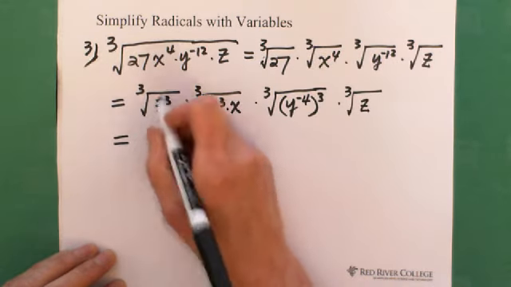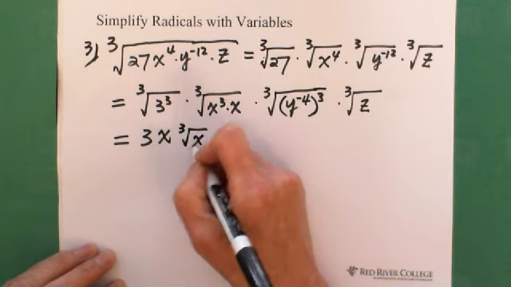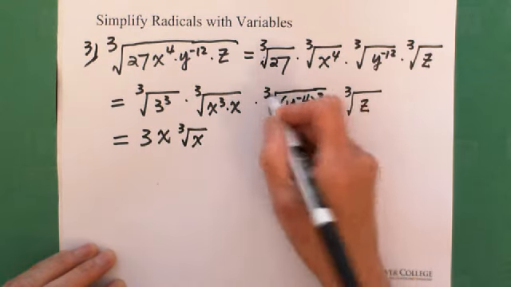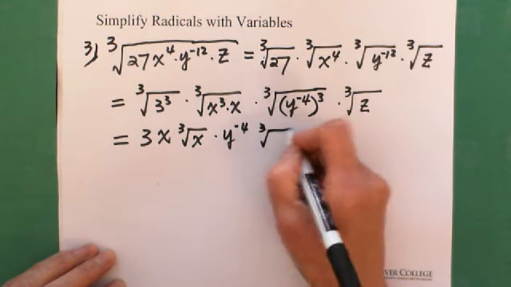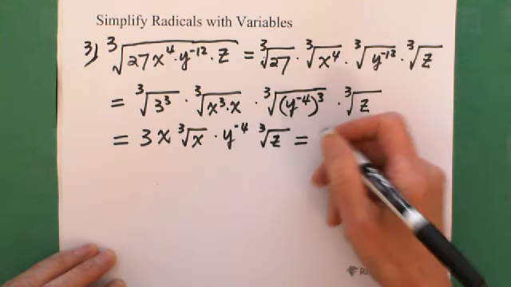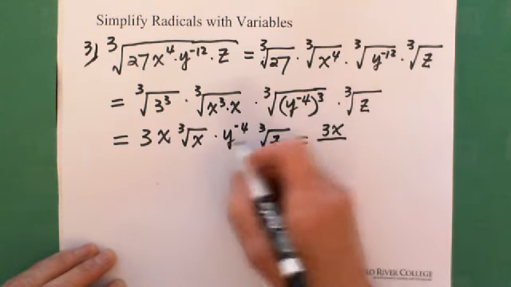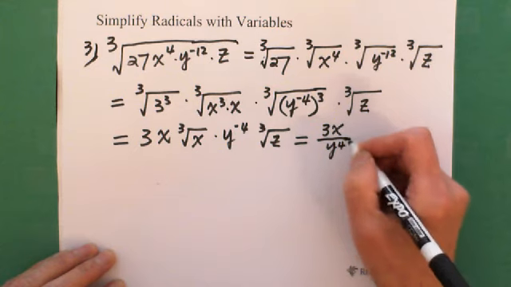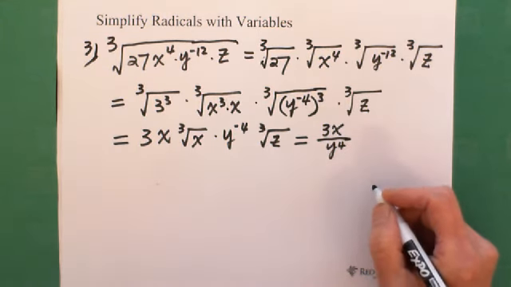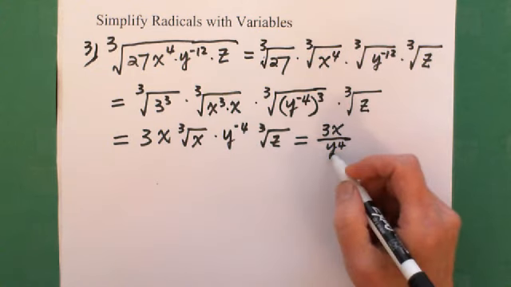So the answer would be, this is 3, and this one is x. The cube root of x stays, and this one cancels with this one, giving y to the negative 4 exponent, and this will stay. So the answer will be 3x. On the denominator, the y to the negative 4 exponent we need to move to the bottom, because the answer should only have positive exponents. If you have a negative exponent, you need to write a positive exponent, so move y to the negative 4 to the bottom, the denominator, as y to the 4 exponent.